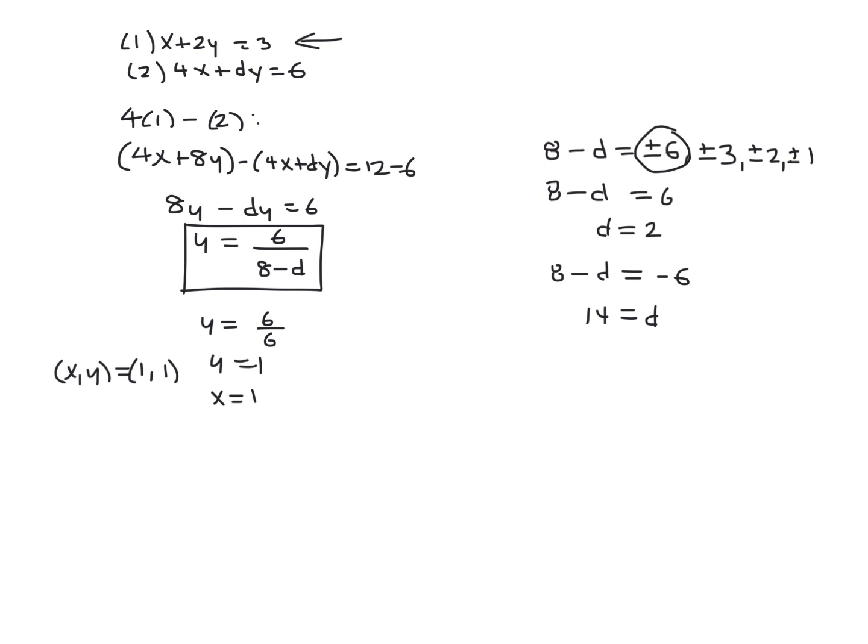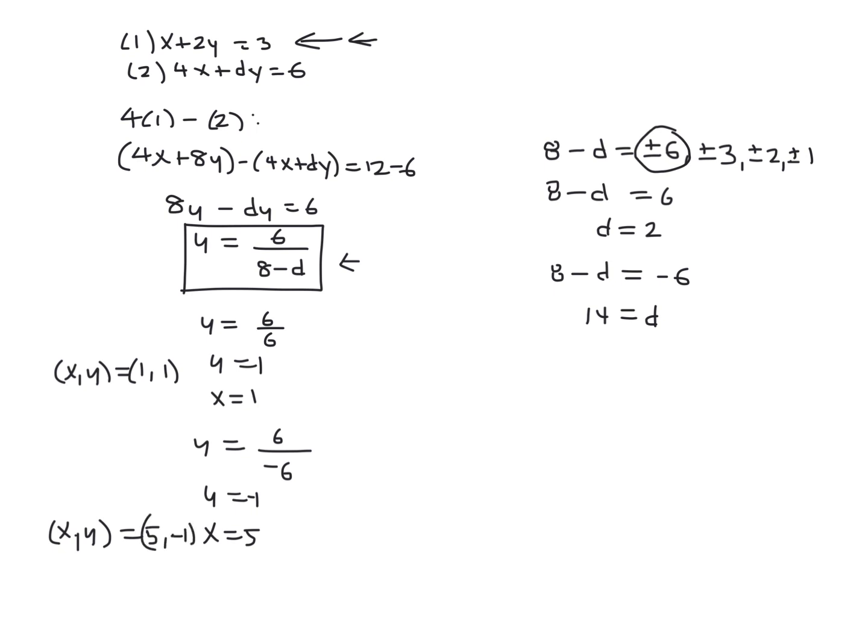If d is 14, then you sub it into here. Then you get y is equal to 6 over 8 minus 14, which is minus 6, right? So that means y is minus 1. And then if you substitute that into here, you get x equal to 5. So then you've got another pair: 5, negative 1.